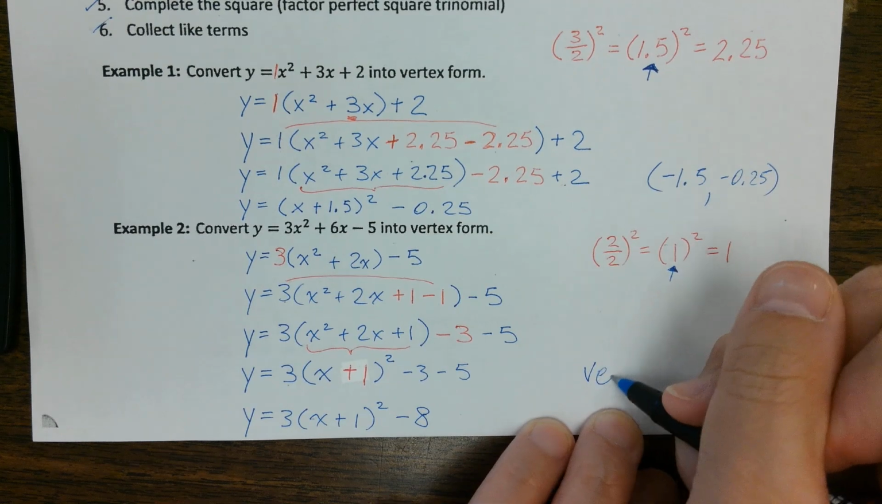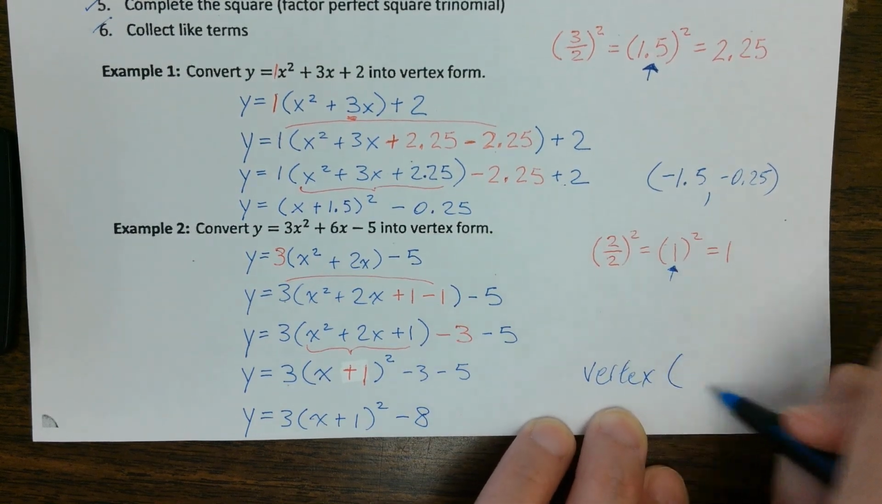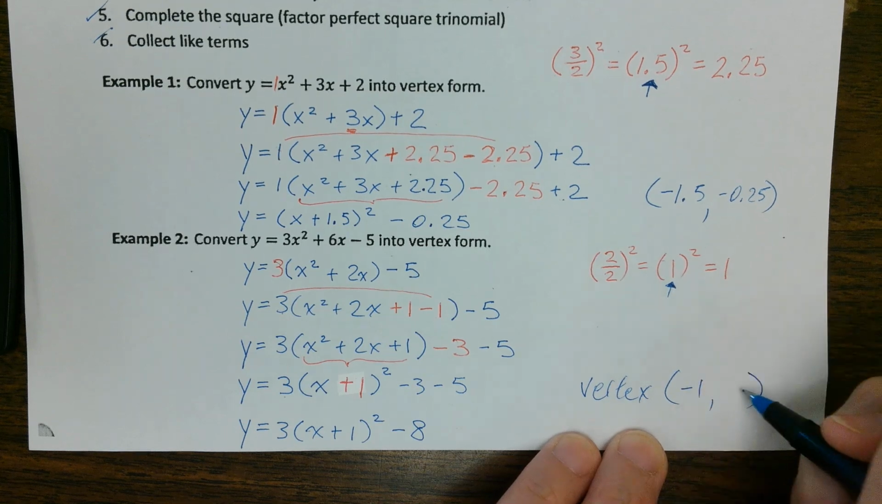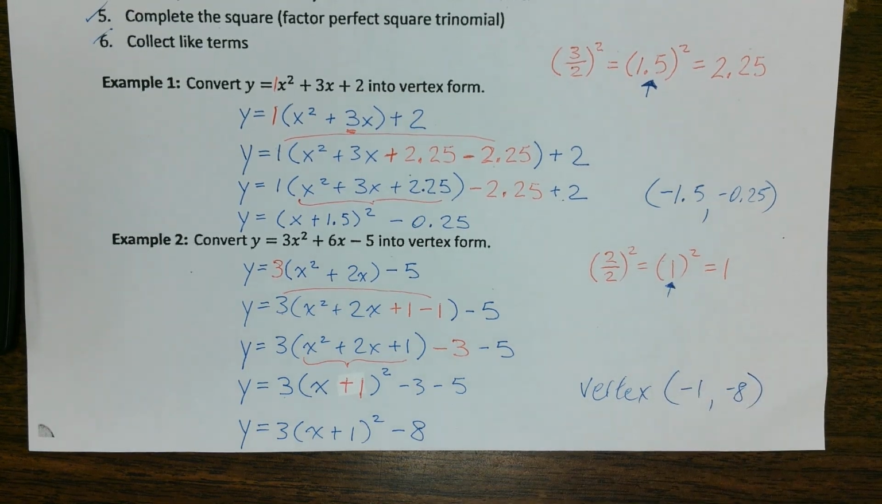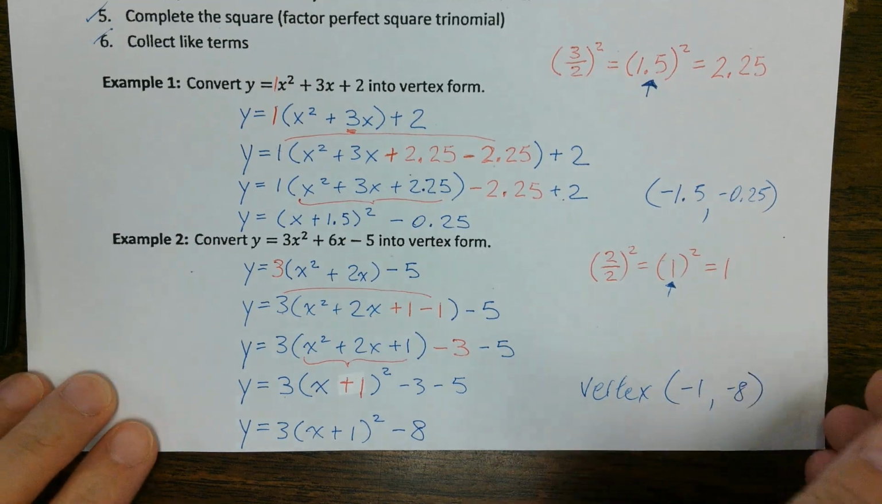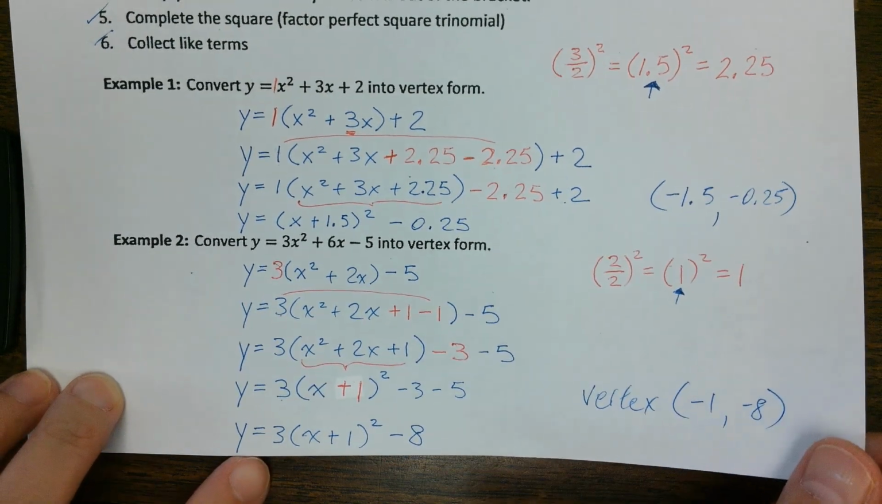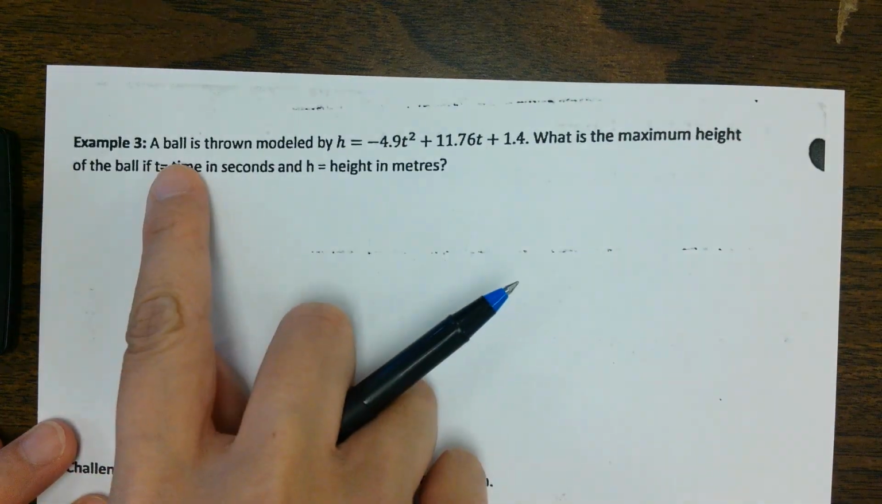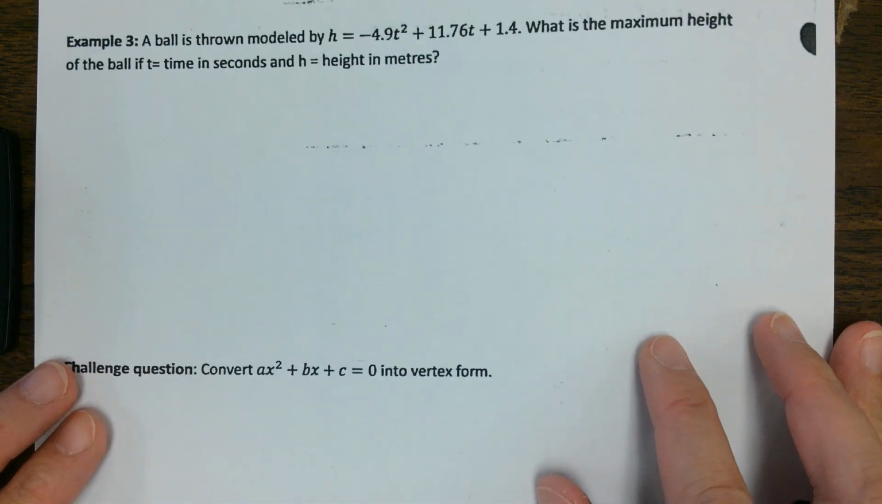And what is my vertex now? Now that it's in vertex form, I can tell my vertex is 1, -8. Perfect. Okay, see, after the second example, I think you guys are getting it much better already. All right. Any questions on 1 and 2? Okay, we'll do one more just to make sure that we understand it. And this time we'll do a word problem.